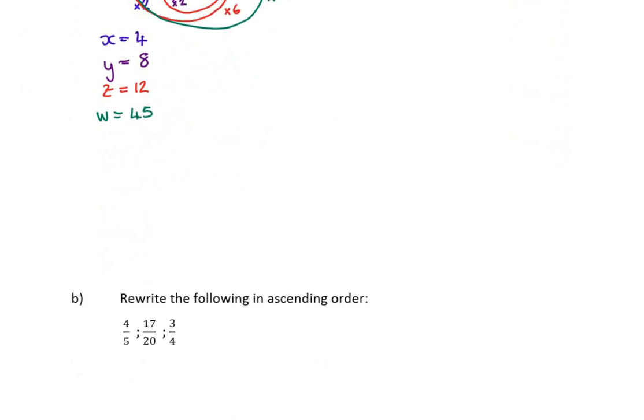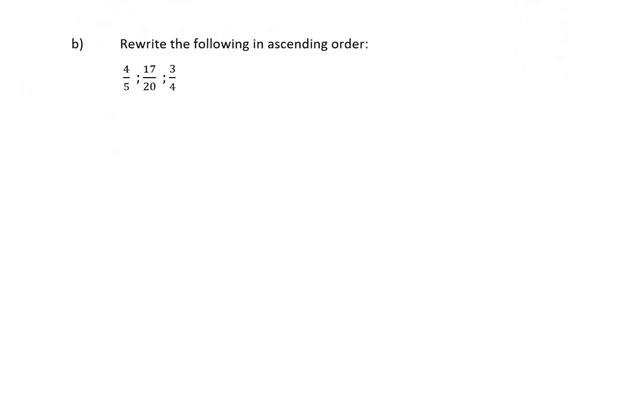So what you do to the bottom, you should do to the top of a fraction if you're converting it to an equivalent fraction, a fraction with the same value that just looks different. Okay, so our second question is about rewriting the following in ascending order, which means from smallest to biggest. Don't forget that descending means from biggest to smallest. You can't compare fractions until they have the same denominator. So if I have a look at 5, 20 and 4 as denominators, what's the lowest common denominator that I can get them all to?